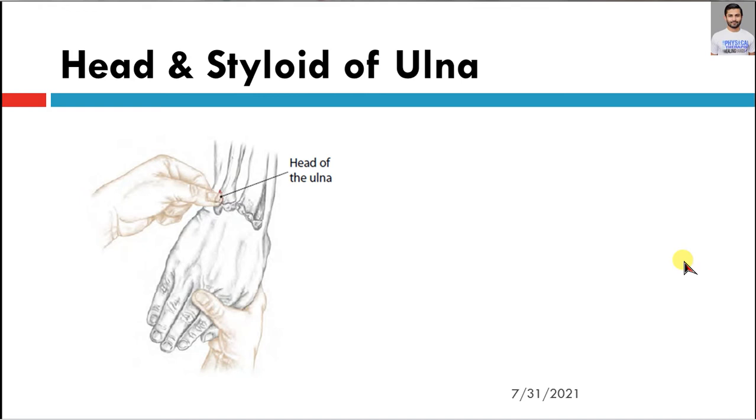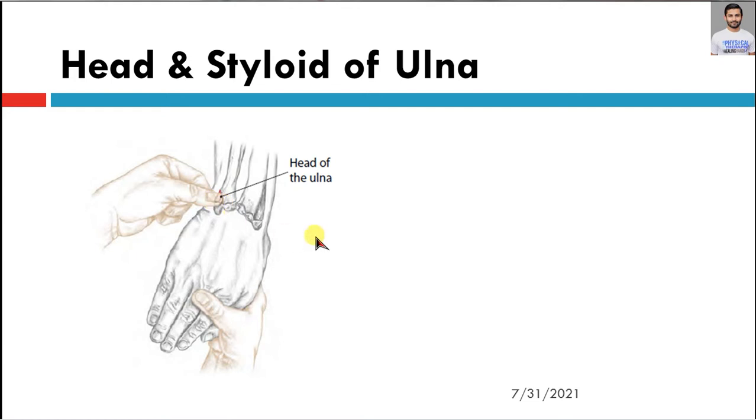Then the styloid of the ulna can be found distally, and I told you earlier that this styloid is very little as compared to the styloid process of the radius, which is large enough. So you can find the styloid at the distal part, and there is more space.